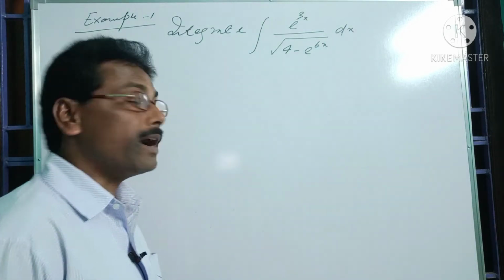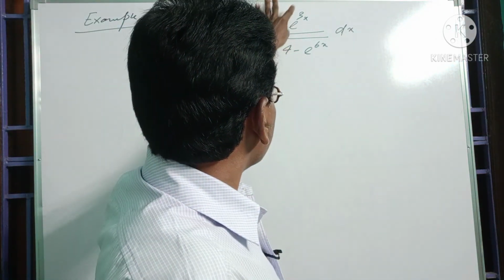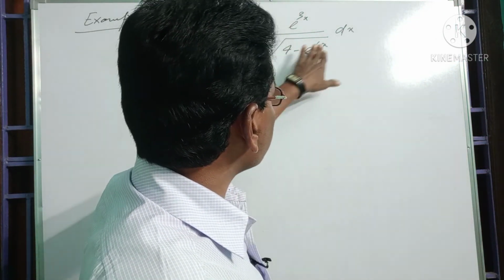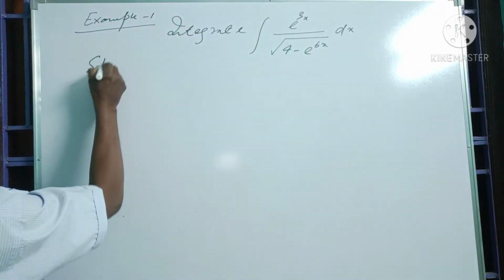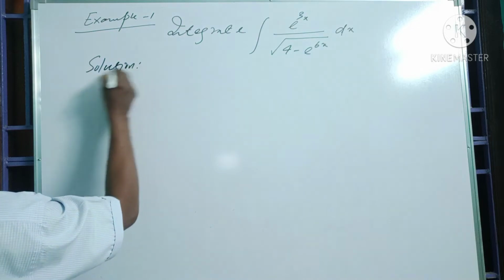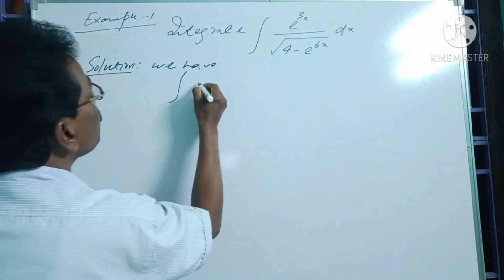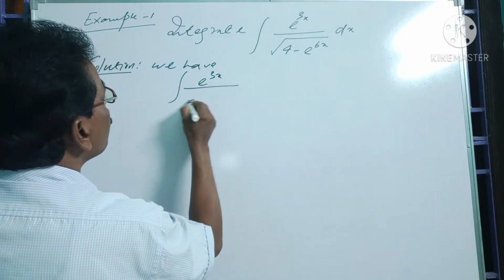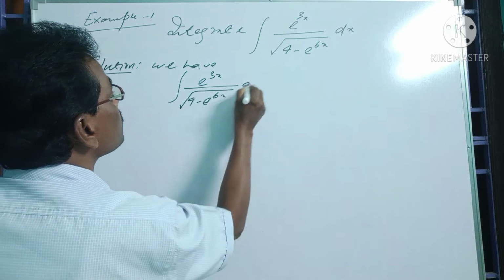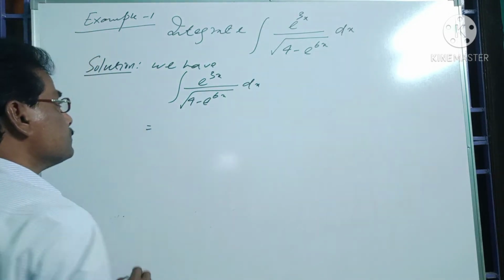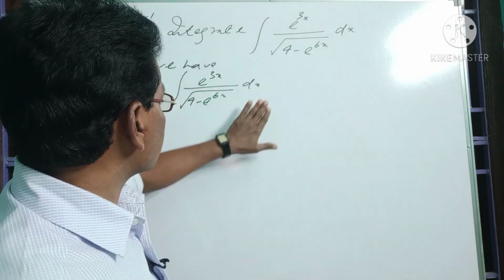Now let us consider an example, that is how to integrate e to the power 3x by root of 4 minus e to the 6x with respect to x. So consider the solution, that is, we have the integration of e to the power 3x by root of 4 minus e to the power 6x with respect to x. Now see, the original integral is not in the standard form for integration.